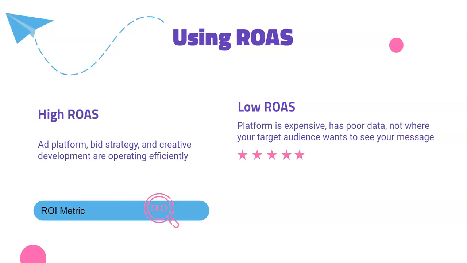Maybe the platform is not the problem, but it has poor data for your particular audience. It's not terribly good at targeting them. Every platform has different types of data that they collect, and they may have more robust data on one audience than another. For instance, LinkedIn is going to have better job title data than a lot of other social media platforms. So if you're targeting people by job title, you'll probably get a higher return on ad spend on LinkedIn because they have the best data that's really going to help you home in on those job titles that you want to target.